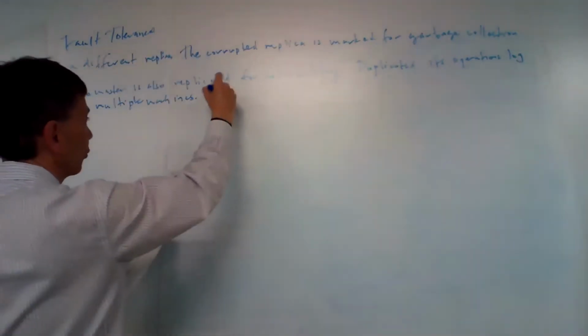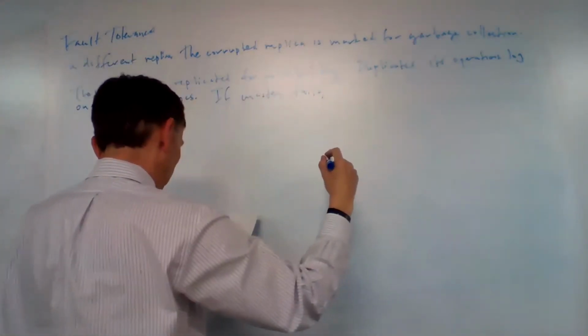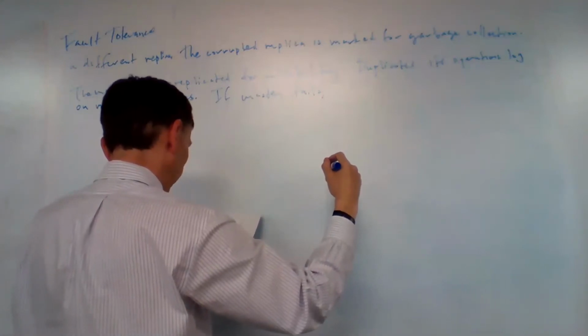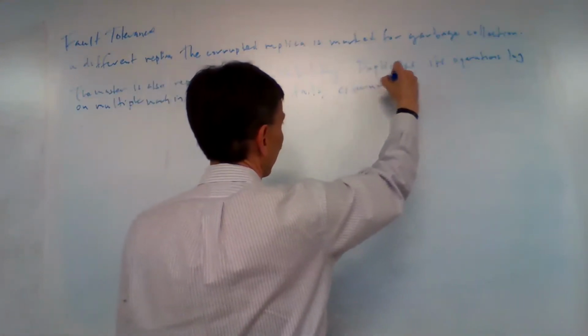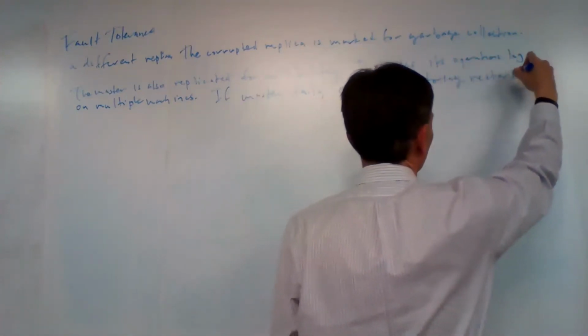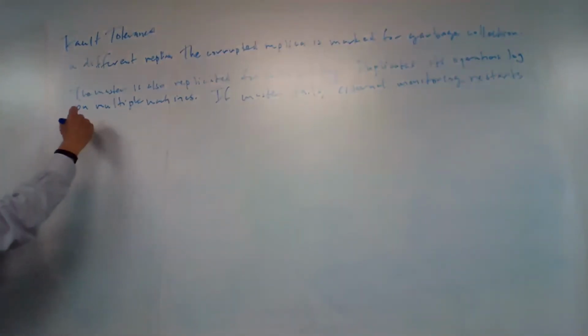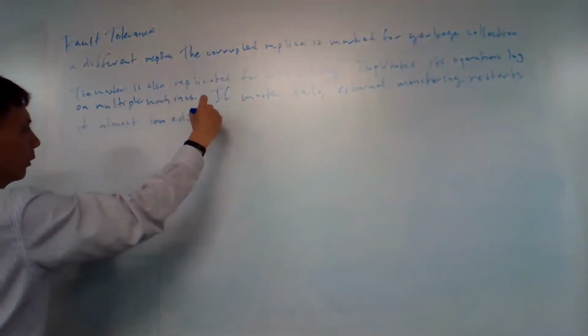And so if the master fails, external monitoring restarts it almost immediately. So there's some set of external monitors that are keeping an eye on the master, and if they ever notice the master goes down, they immediately move to restart it, okay?